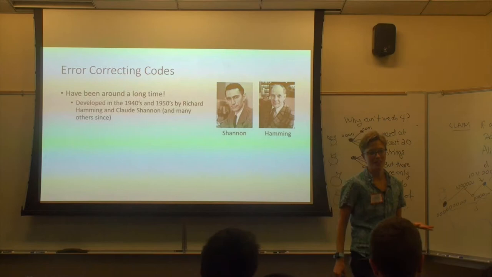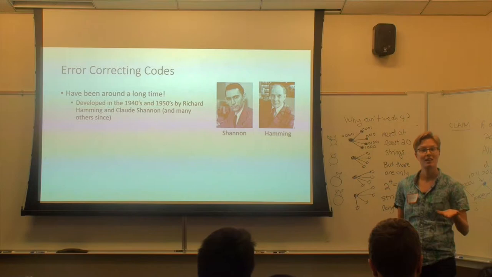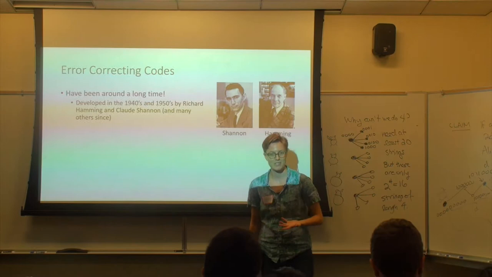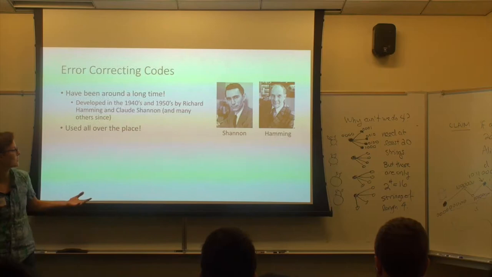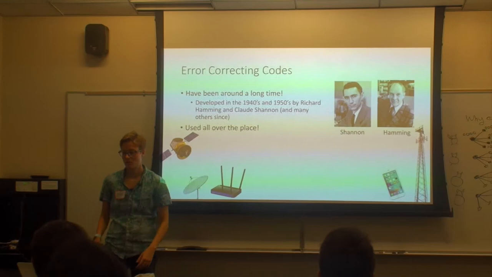And this became very annoying, and so he wanted to develop some way to automatically correct those errors. And so he came up with something called the Hamming code, which is what we'll see later in this lecture. Since then, the study of error correcting codes has really taken off, and they've been used all over the place. So we mentioned these two applications, satellite and cell phone communication. They're also used in wireless routers, basically anywhere you can think of data being stored or sent.